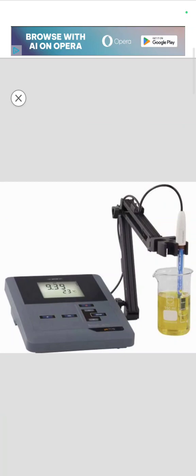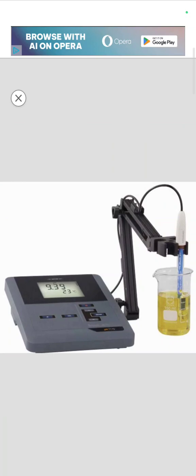Okay. See, this is another diagram of the pH meter. In this pH meter, there is an electrode, that is the pH electrode. If we put the pH electrode inside a solution, then the pH reading will be displayed on the screen of the pH meter.